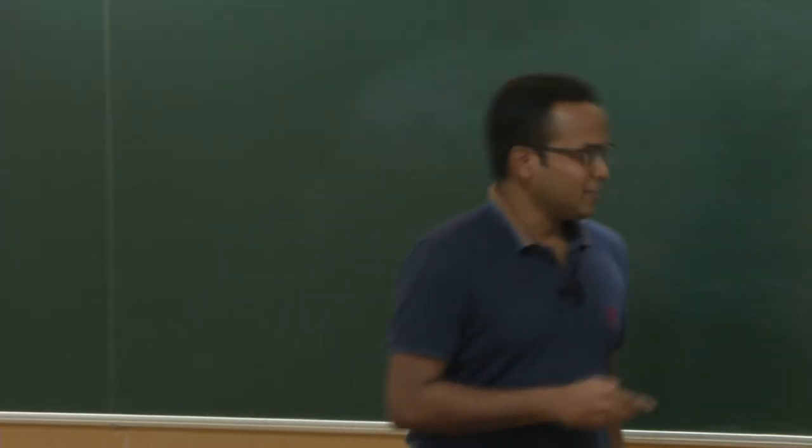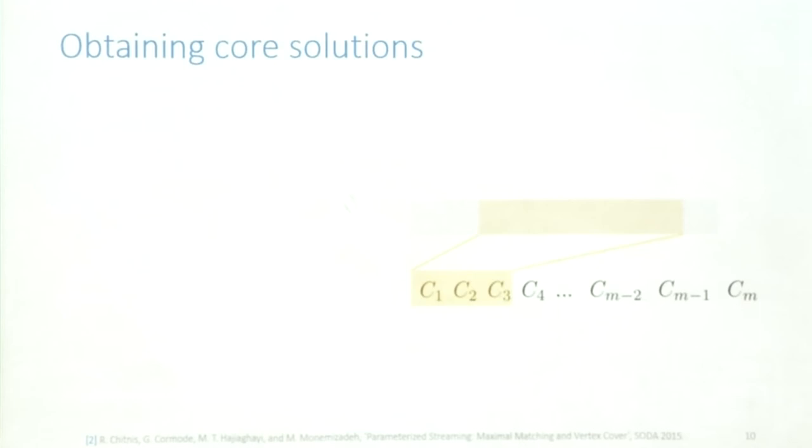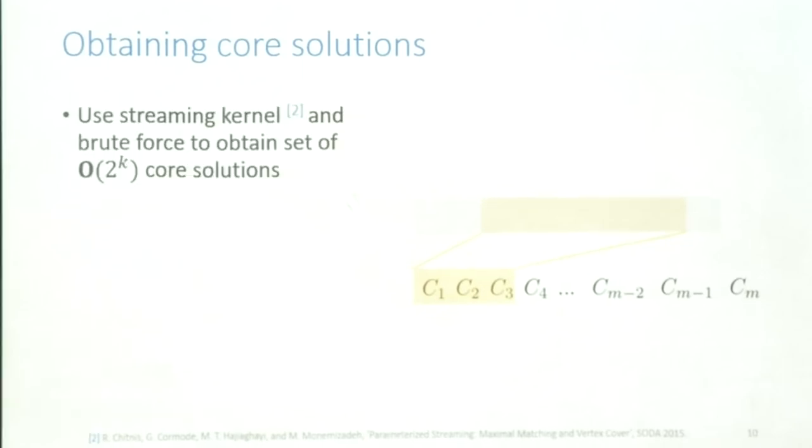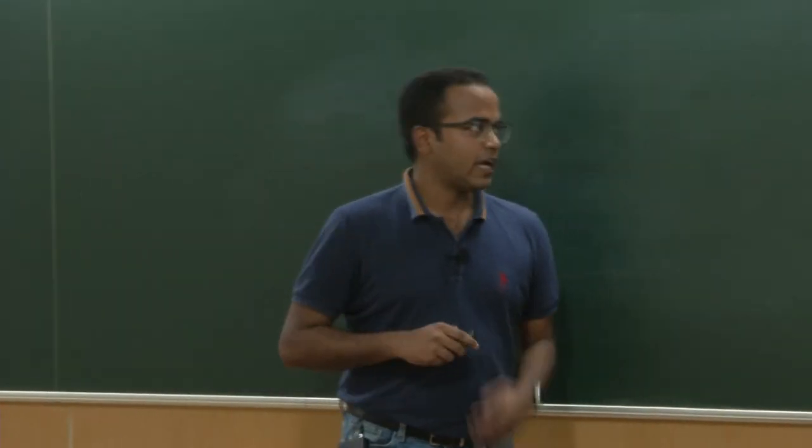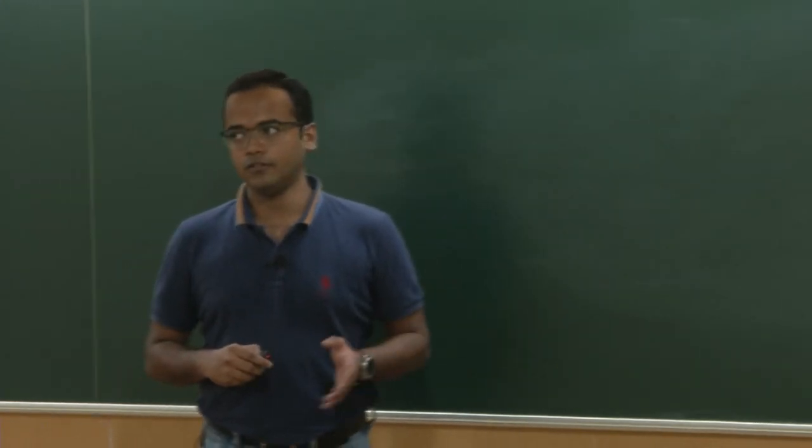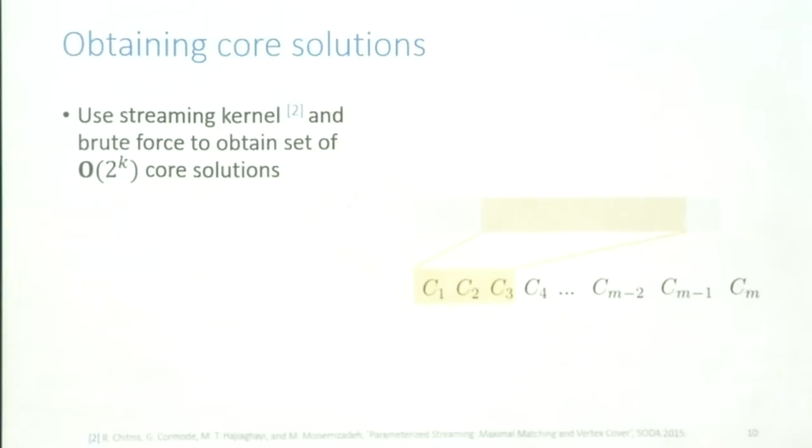So suppose this is your entire formula, and these are your monotone clauses in your formula. What you do is you look at them as edges in a graph, and then you use your vertex cover kernelization to obtain a set of minimal solutions for these monotone clauses. So you're only looking for solutions of size at most k, and you're looking for minimal solutions. When you want only solutions of this kind, then the number of them will be at most 2 to the k. And this you can find using the standard vertex cover kernelization, which has also been translated to the streaming model.